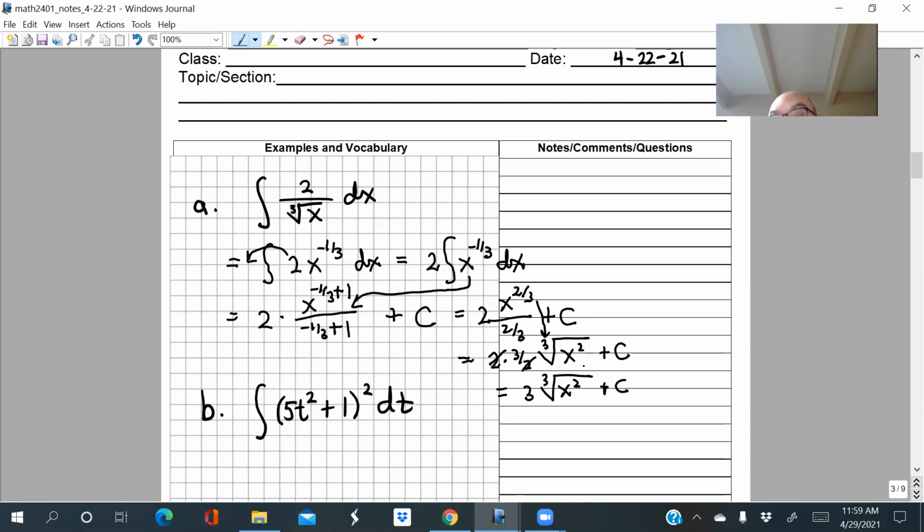I'm not going to spend the time doing it here, but you could check this. If you take the derivative of this expression, ultimately, after you've done simplification, you will end up with, if we did this right at least, 2 over cube root of x, right?